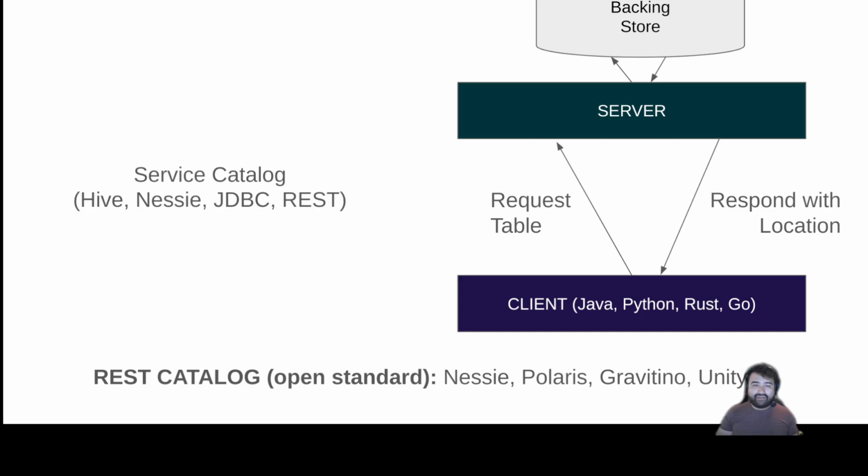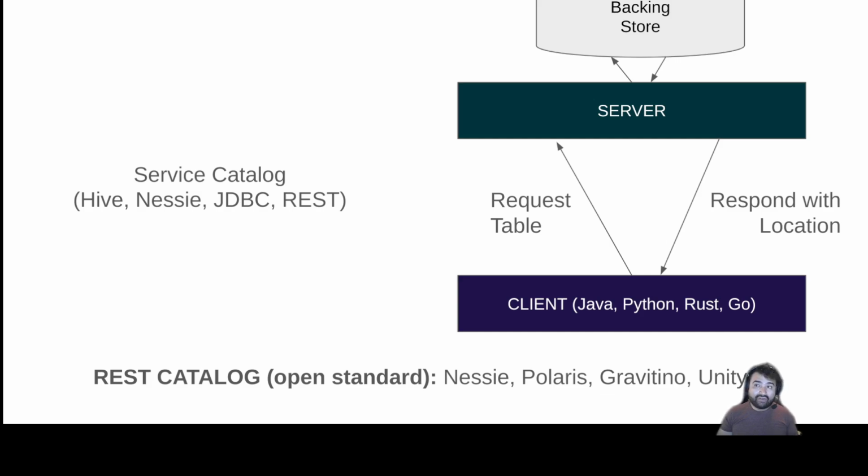And this creates a support issue, right? Because you might be using a Rust-based tool, but using a Hive catalog. If they haven't implemented a Hive catalog library in Rust, well, then you can't use that catalog in Rust. So to eliminate this problem, they created a standard REST specification.